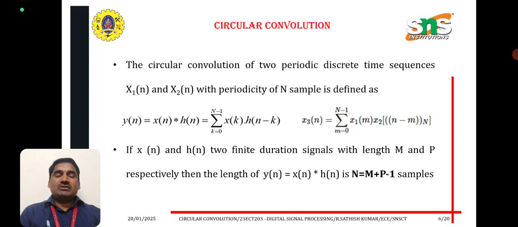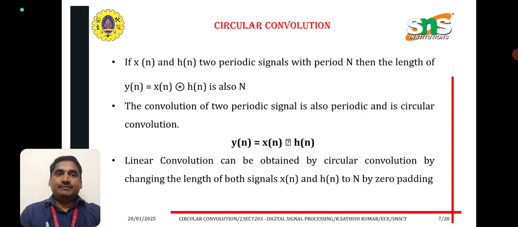x3 of n is equal to summation m is equal to 0 to N minus 1 x1 of m into x2 of n minus m modulo N. N represents the time period. If x of n and h of n are two finite duration sequences with lengths m and p respectively, then the length of y of n, the convolution of x of n and h of n, is capital N is equal to m plus p minus 1 samples.